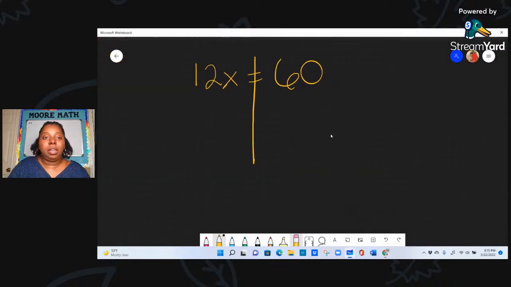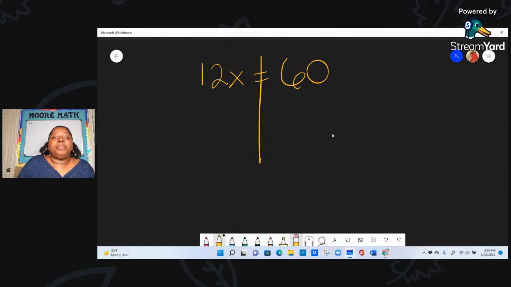Okay. So if you were here earlier, we said side by side, we multiply. Okay. Side by side, we multiply. So that 12 is side by side with x. So this isn't just 12x. This really says 12 times x. Because when two things are side by side, we multiply them. So it's 12 times x.